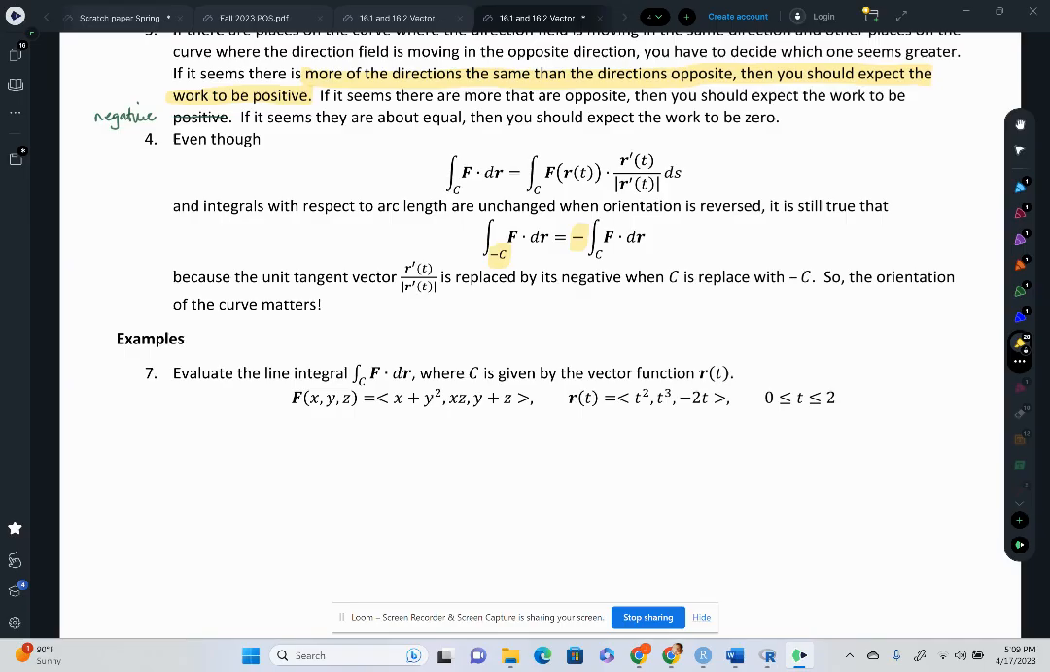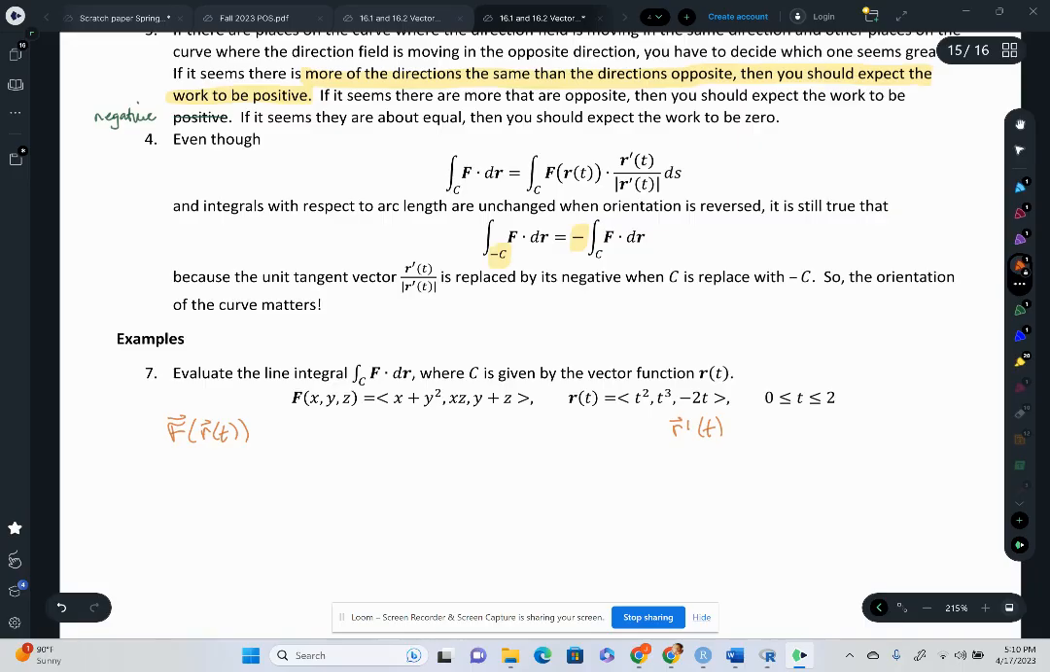We want to evaluate the line integral over c of f dot dr, where c is given by a vector function r of t. We are told f of x, y, z has components x plus y squared, xz, and y plus z. The parametrization of our curve c is r of t with components t squared, t cubed, and minus 2t, and t goes from 0 to 2. So we have to come up with a few things. We need to find f of r of t, and also r prime of t.